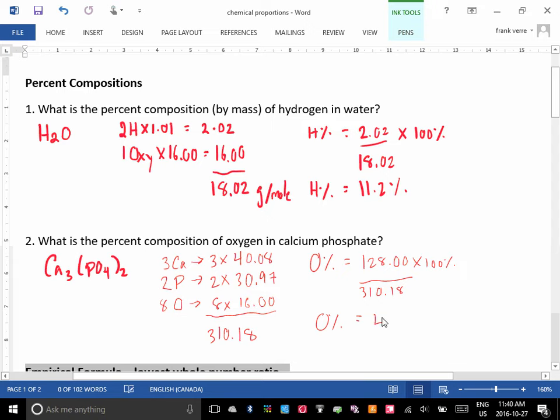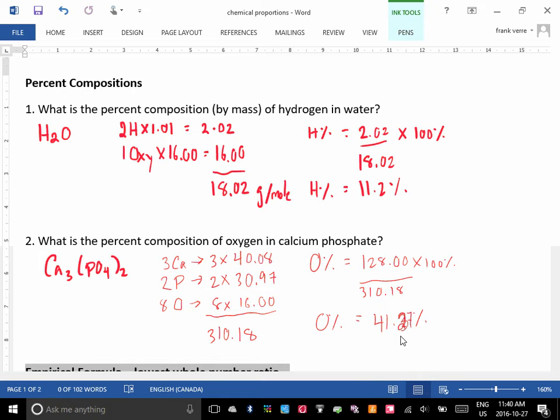41%. Okay. 41.3. Well, we can do 4 significant digits. So about 41% oxygen, right? Easy so far, right? Percent composition?